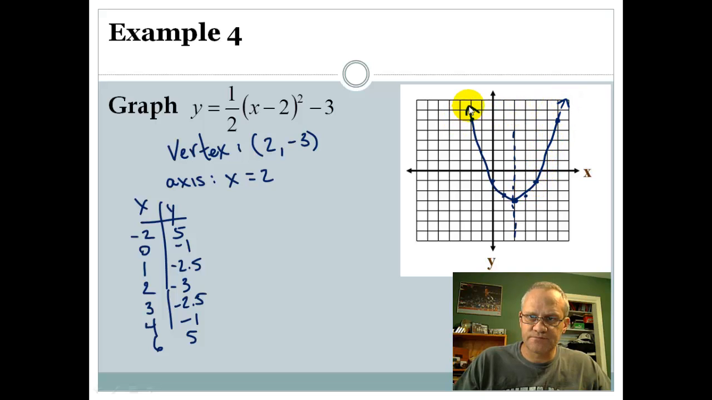And there it is. So that's what that equation would look like once we graph it. All right.